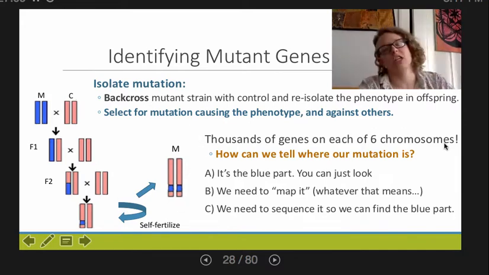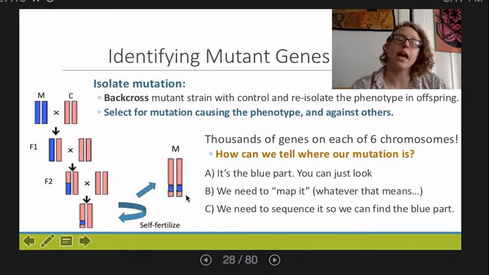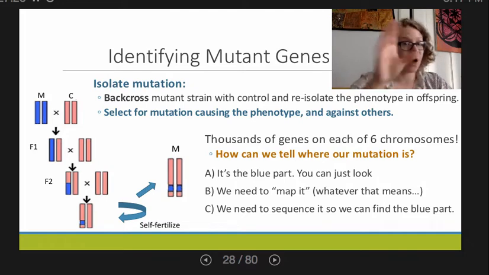It has thousands of genes on each of 6 chromosomes. And we need to know where this gene is so that we can confirm its genetic identity and figure out how it does what it does and why it's important for AVG axon guidance. So, how are we going to do that?